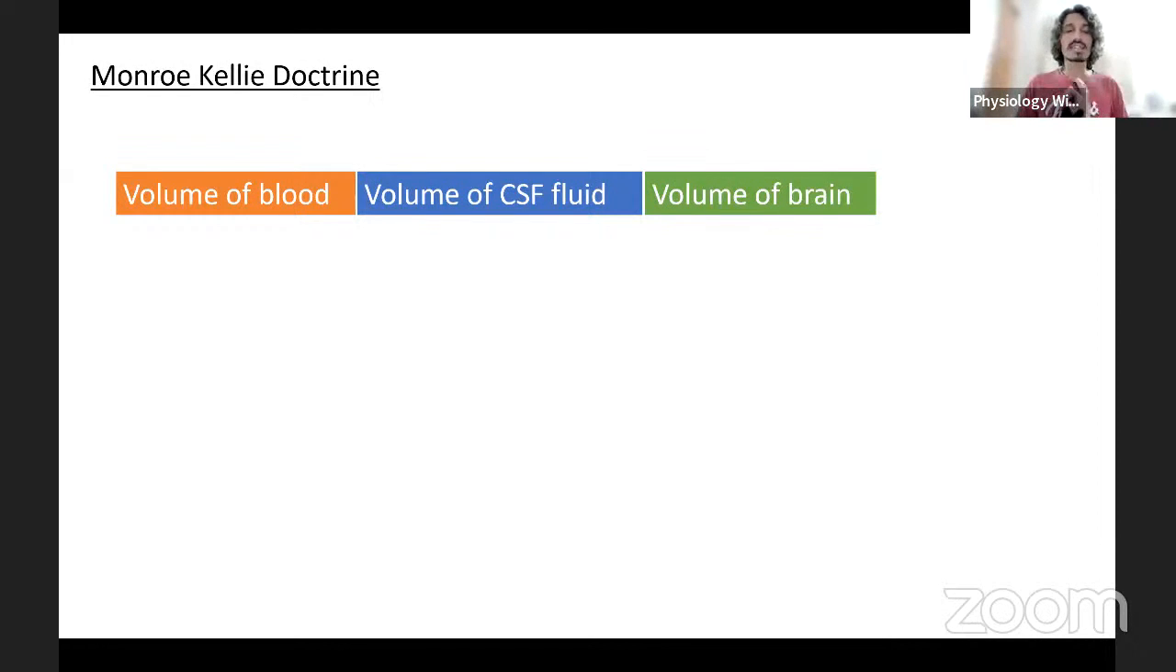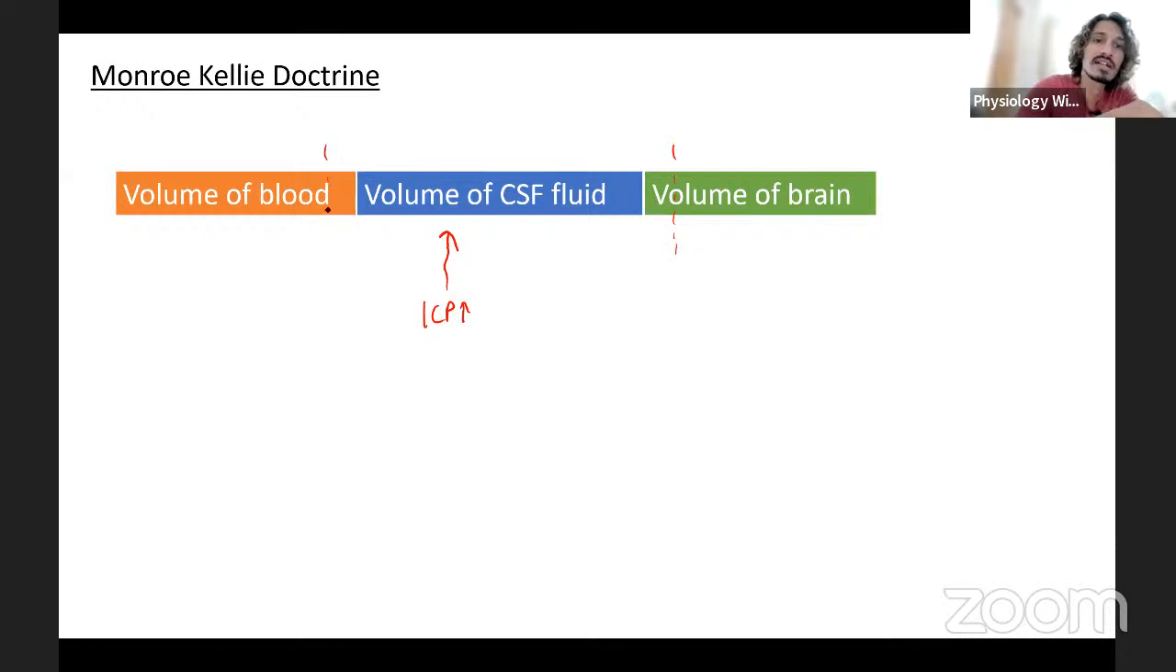So this entire thing should be the same. All three of them together should ultimately make the same total volume. So even if, for example, an increase in the CSF volume is there, how will that happen? For example, increased intracranial pressure. Intracranial pressure is increasing because of some reason. Then what will happen? It will squeeze the brain and decrease the volume.